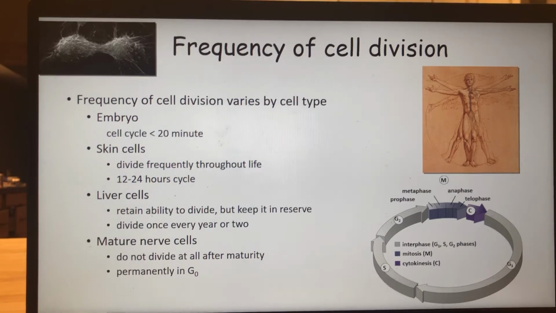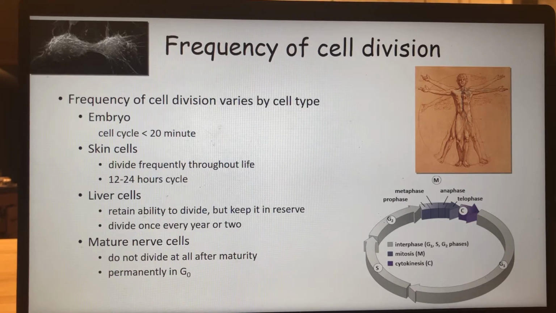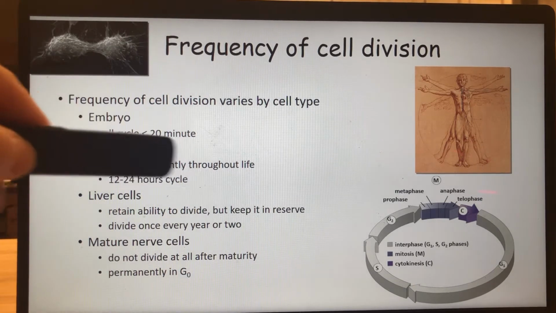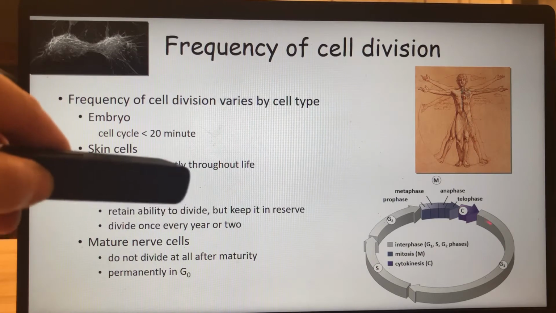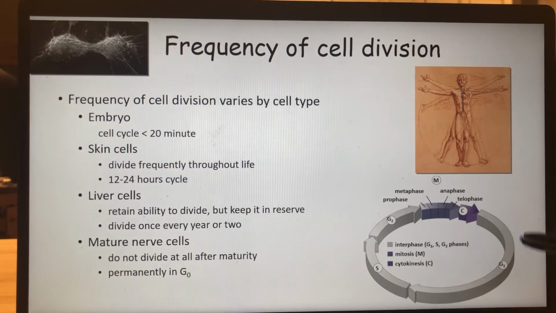Nerve cells and muscle cells are two cells that will not divide after maturity. They will stay at the G0 phase. And the G0 phase is the area right before, after, kind of right in this area right here.